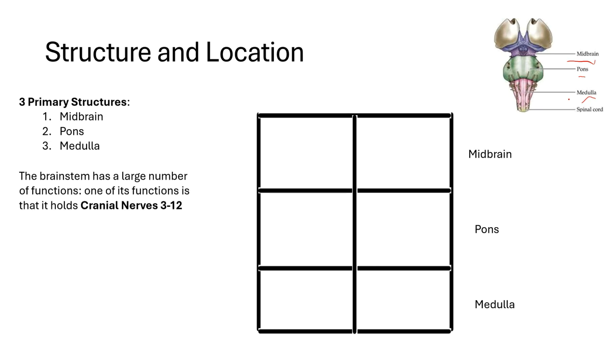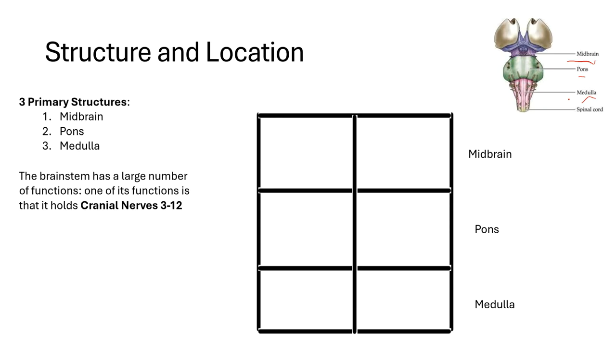The brainstem has a large number of different functions, but one of these functions is that it actually houses many of the cranial nerves, specifically cranial nerves 3 through 12. Cranial nerve 1, which is the olfactory nerve, is located on the underside of the frontal lobe and connects to the olfactory bulb. Cranial nerve 2, the optic nerve, is actually part of the brain itself and arises from the diencephalon. Thus, both cranial nerve 1 and cranial nerve 2 are found outside of the brainstem.